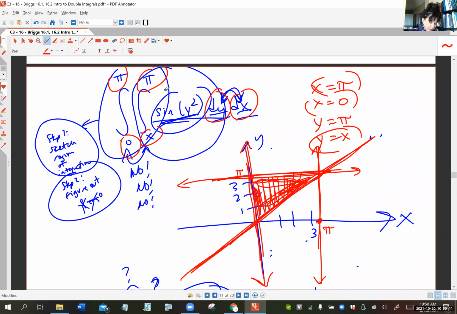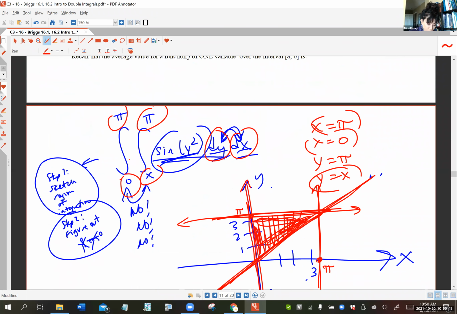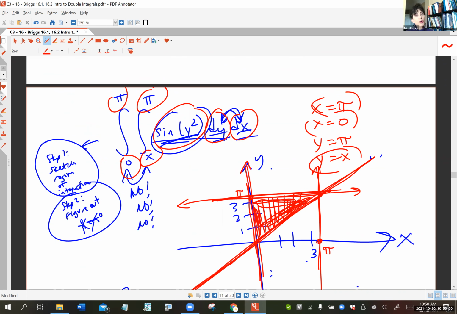Now, this double integral has something other than a 1 in its integrand, so it's not representing area. Okay, I'll just tell you that right now. Well, is it going to give me the area of that triangle? No, because it's got something other than a 1 in the integrand, and double integrals that represent area would only have a 1 in the integrand.